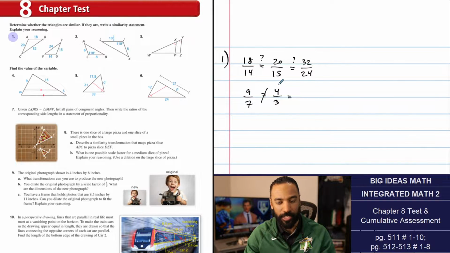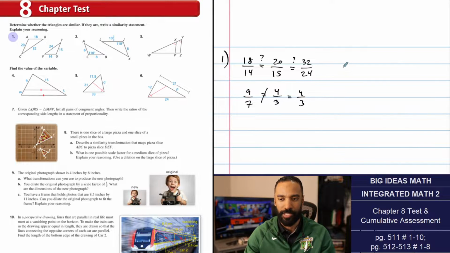Anyway, 4/3. These are not the same. Already this broke. And you divide these by 8. You also get 4/3. That's great that these are the same, but this one's not the same. These are not similar. And my reasoning is because these are not in proportion.